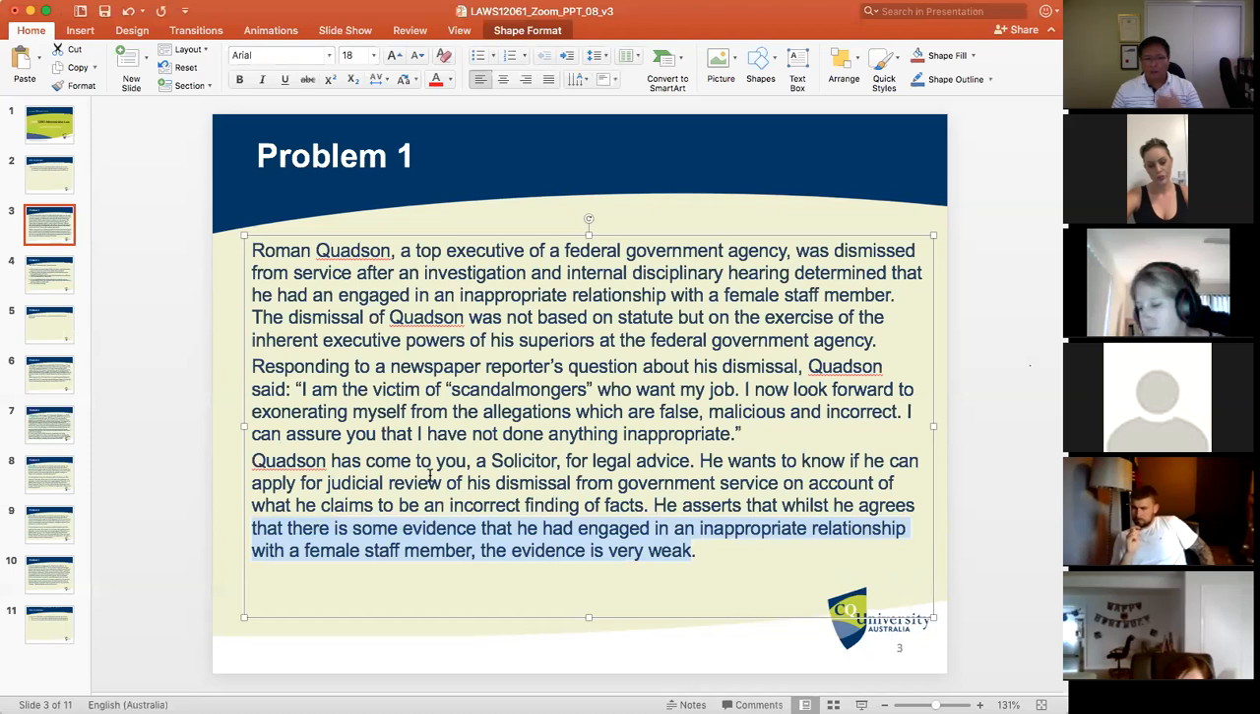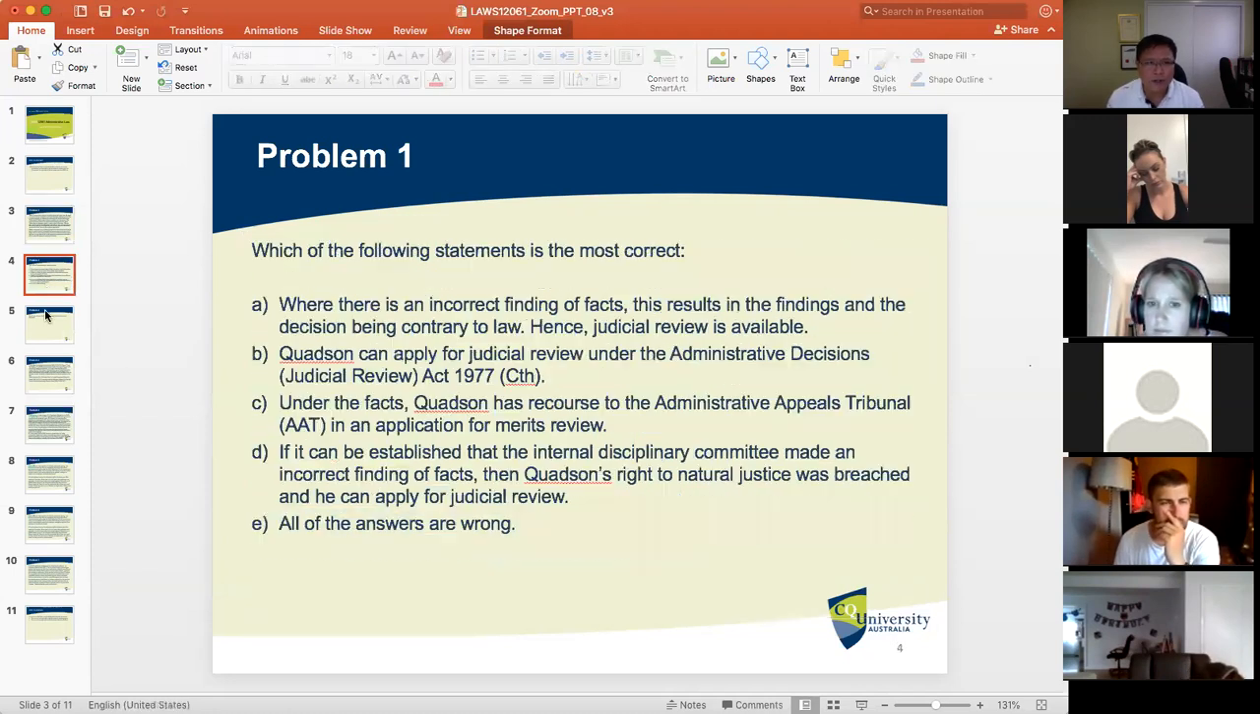So here, if you were the solicitor, you will have to advise Watson that there is no ground for judicial review because there is evidence. Even if the evidence is weak, the mere fact that evidence is weak is not the same as saying that there is no evidence. And the requirement for judicial review under the common law is that there has to be a lack or absence of evidence. Okay, so we're good.